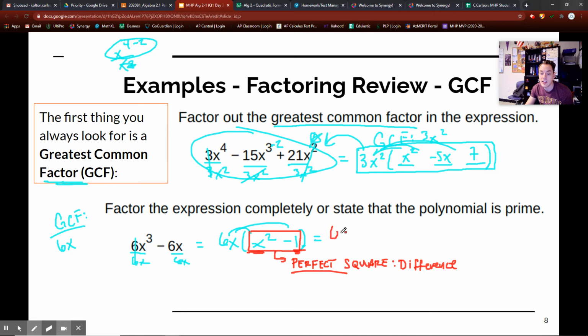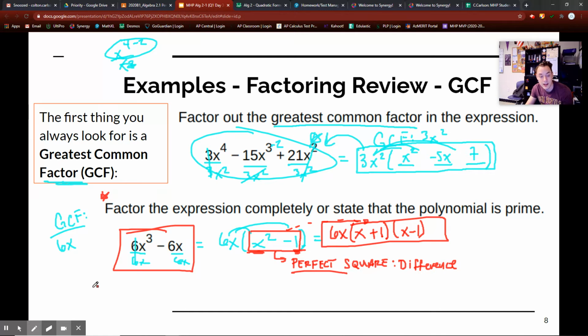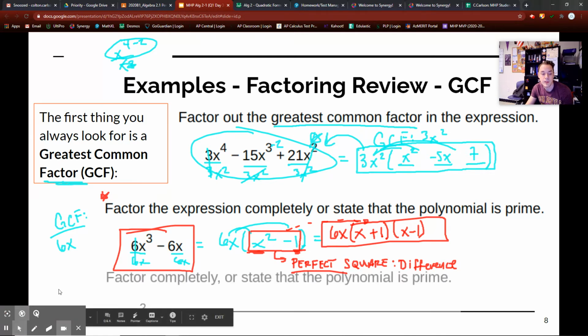So what does this actually equal? This actually equals 6x, and then this breaks down into x plus 1 and then x minus 1. I'm going to show you that in a couple more slides. So this is technically a trick question, so I apologize. But it does break down a little bit more into this. And again, if you FOIL the x plus 1 and the x minus 1 out, and then you distribute the 6x to that, you would get that. You would get it back.